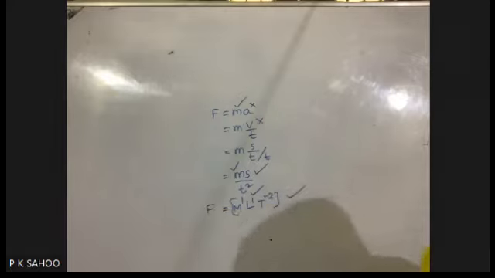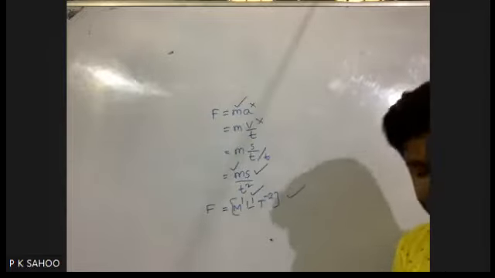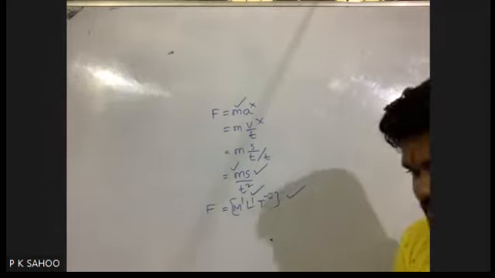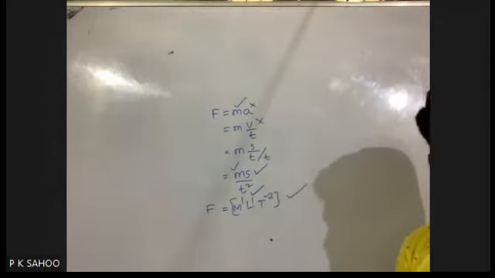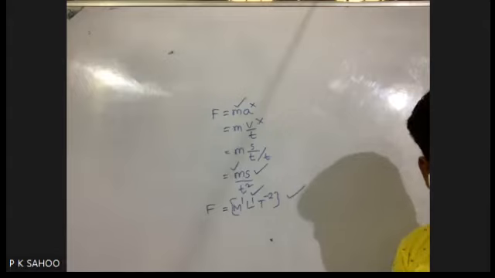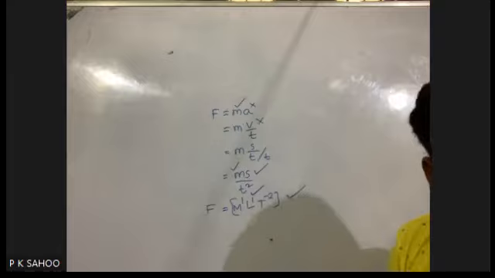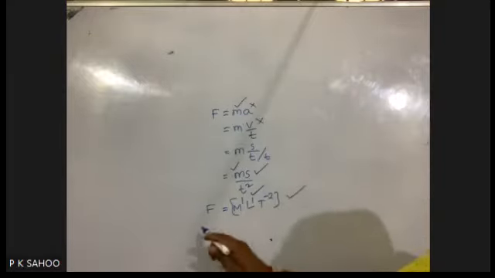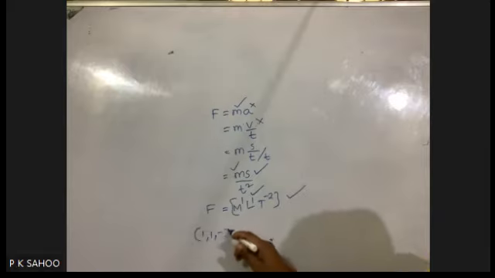This is the dimensional formula for force. Now tell me the dimensions of force. 1, 1, minus 2, in mass, length, and time respectively. Understood? So this is the dimensional formula for force.